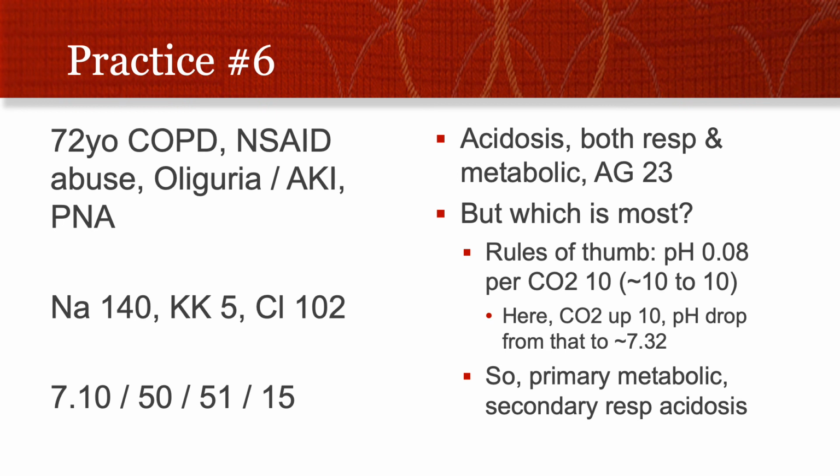Now, which one is first? Is it a predominant respiratory problem or bicarb problem? There are fancy ways to work that out, but I like the rule of 10 to 10. That rule of thumb is to say the pH should change 0.08 or 0.1, for every change in CO2 of 10 for a respiratory problem. So here, the CO2 is up 10, and the pH drop from that should bring you to 7.32. But you know that the pH is down a lot more than 0.08. It's down 0.3. And so we understand in this case the problem is a primary metabolic problem with a secondary respiratory acidosis.